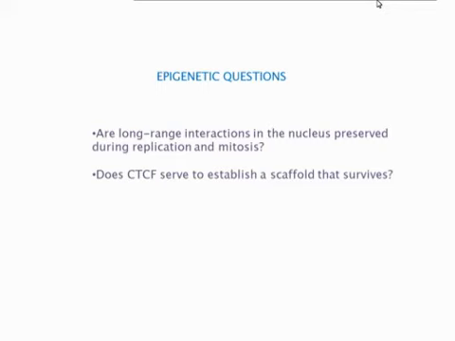And the epigenetic questions in which we're now very interested are: are long-range interactions preserved during replication and mitosis? And does CTCF serve to establish a scaffold that survives cell division and is important to establishing the specific nature of the cell in which you're looking, because these patterns are different in different cell types?